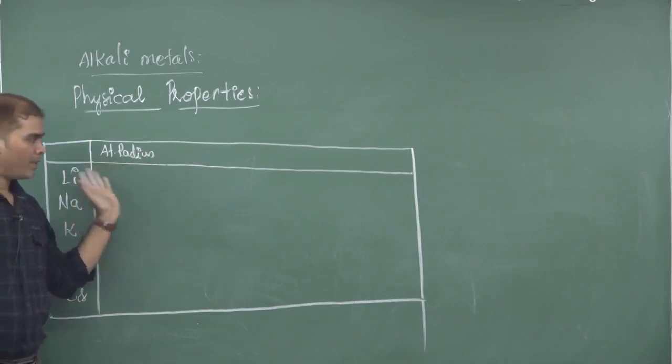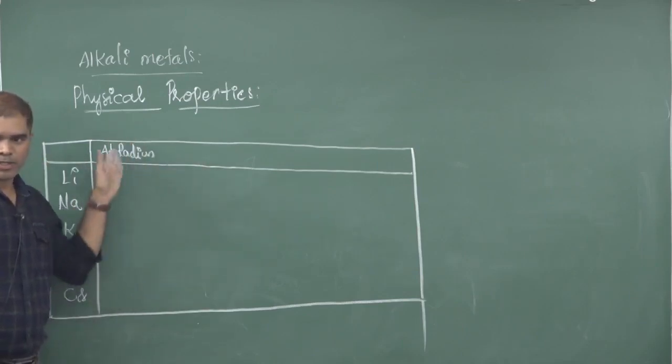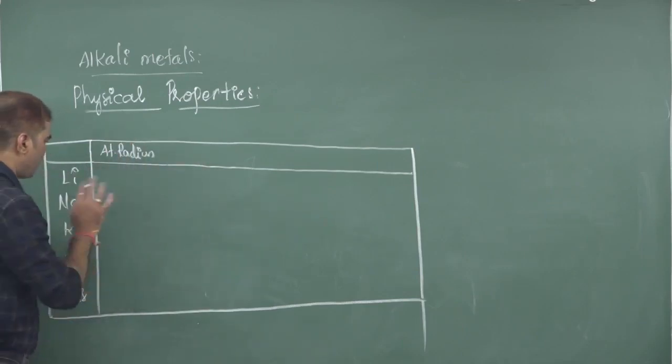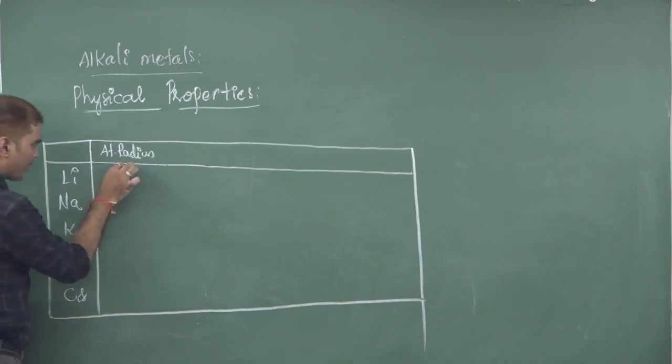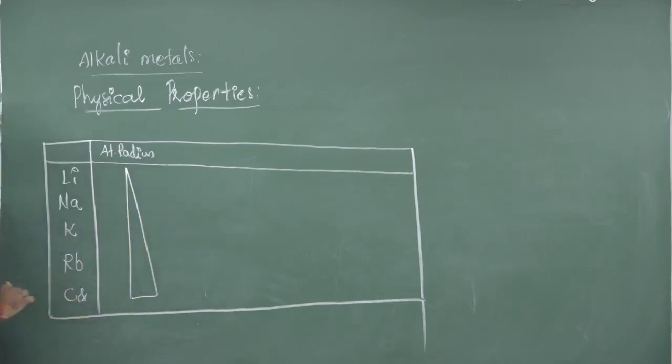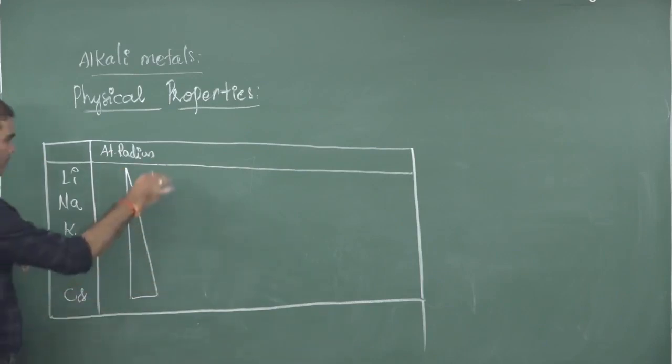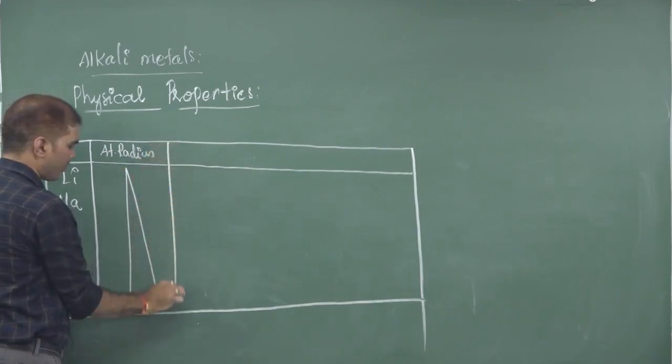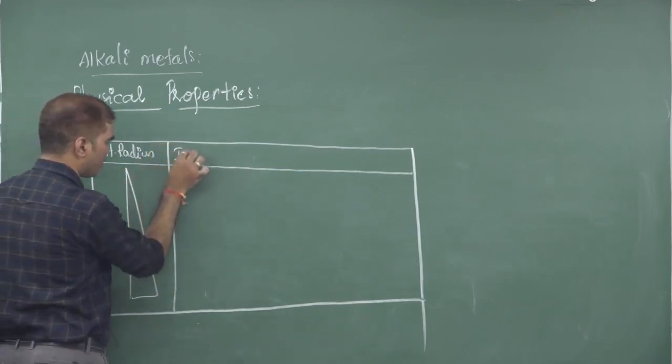Okay. Now we are not going in the periods, we want comparison within the groups. So in the groups, what will happen? Every shell is being added up, therefore atomic radius increases down the group. Simple. That is the first trend.